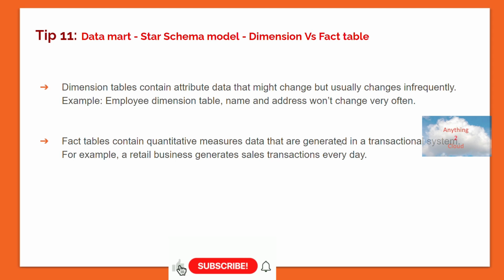If you see a star schema, you will have the fact table in the center and on all the sides you have the dimension tables. Dimension tables are like the attributes which don't change very often, that we call dimension tables, and the fact table we call the transaction data which holds all the quantitative measures, for example sales amount. All those information you'll find in the fact tables.